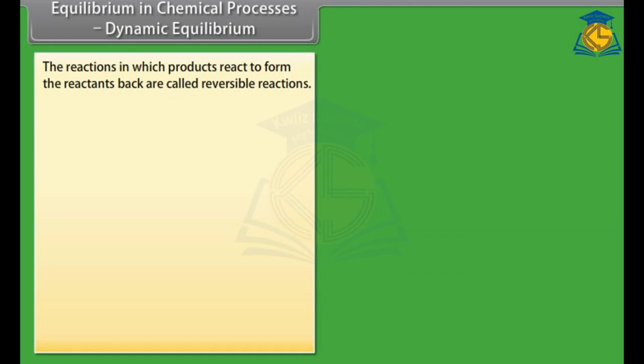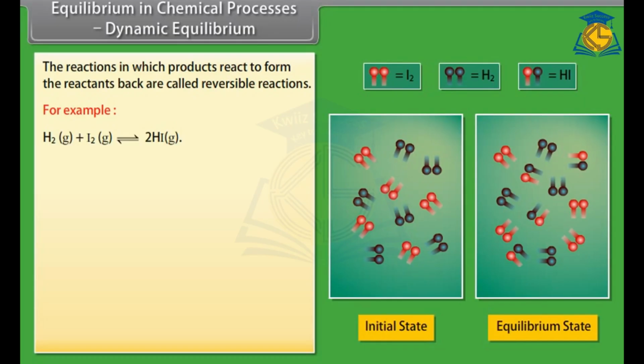The reactions in which products react to form the reactants back are called reversible reactions. The reversible reactions are represented by putting two arrows pointing in opposite directions. For example, hydrogen reacts with iodine, gives rise to hydrogen iodide.